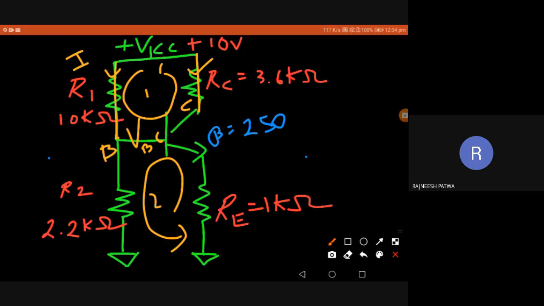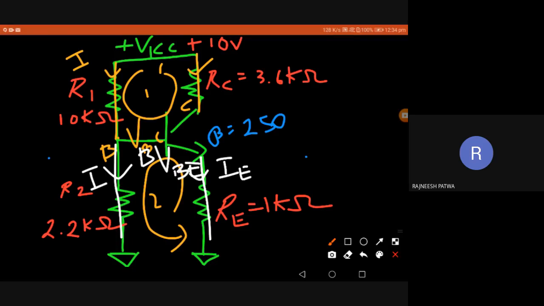Is there any other option? Apply KVL in the second loop. Yeah, you can apply KVL in the second loop, that is one option. But still, if you start with that, there's a current passing through this, I, and there's another current, the emitter current IE, and we know one voltage, the base emitter voltage, right? Here also there are two unknowns.